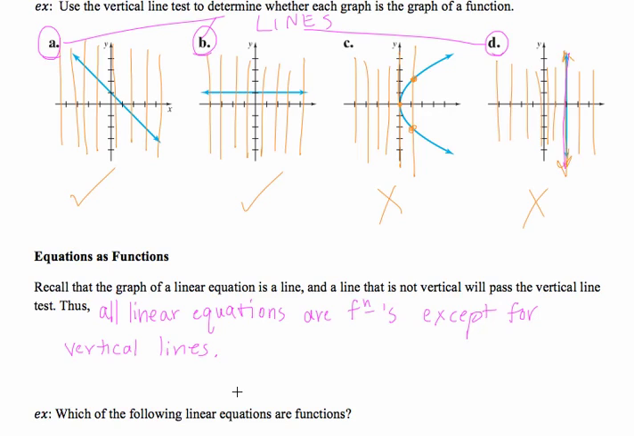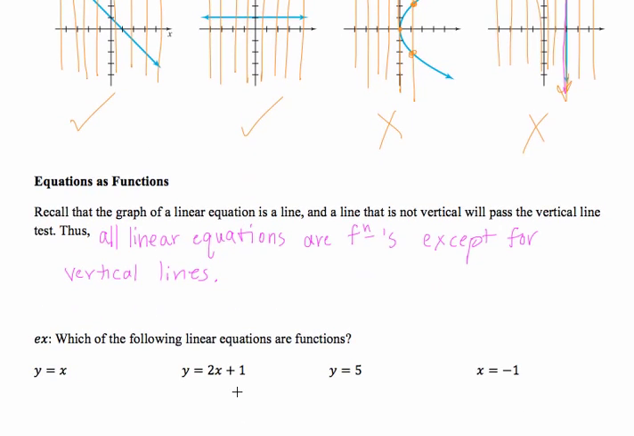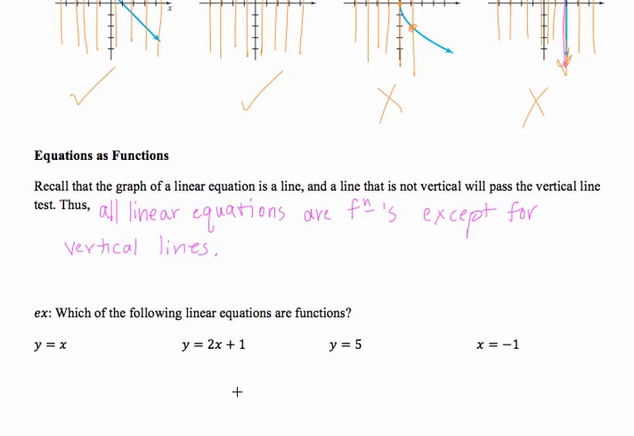Okay, so let's look at some examples. Which of the following linear equations are functions? Now we don't have the graph, so it's a little bit harder to see. What we have to remember is what kind of equation does a vertical line have? Because all the other ones will be functions. So all we need to do is figure out which of these are vertical lines.